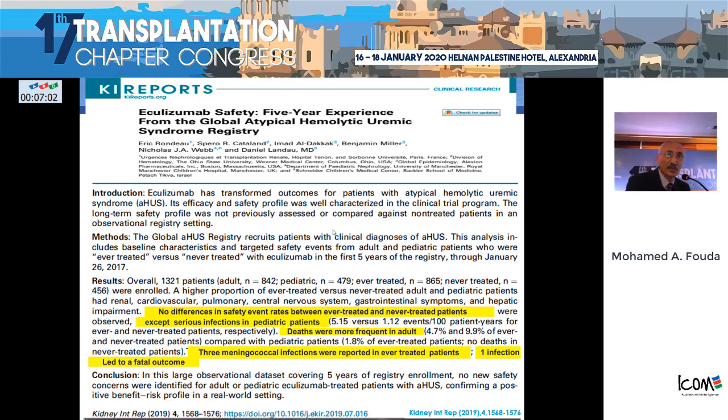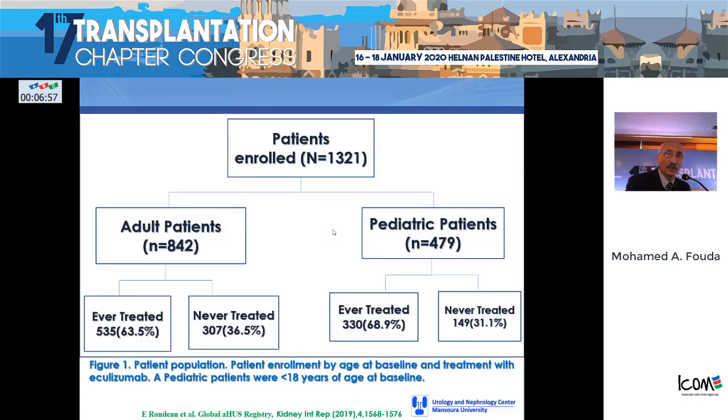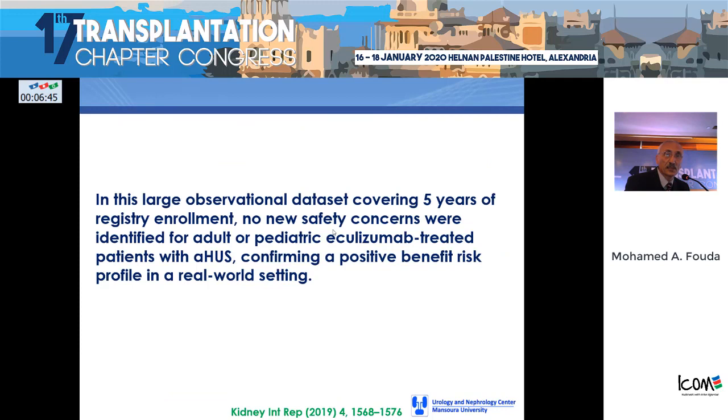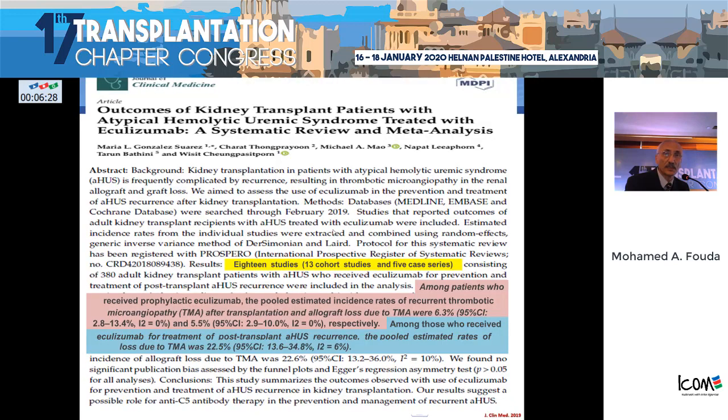And this 5-year experience from the Global Atypical Hemolytic Uremic Syndrome Registry enrolled 1,321 patients, either adult or pediatric, again subdivided into ever treated and never treated patients. And they found in this large observational data set covering 5 years of registry enrollment that no new safety concern was identified for adult or pediatric, except for more serious infection in pediatric and more deaths in adult, confirming a positive benefit risk profile in a real world setting.